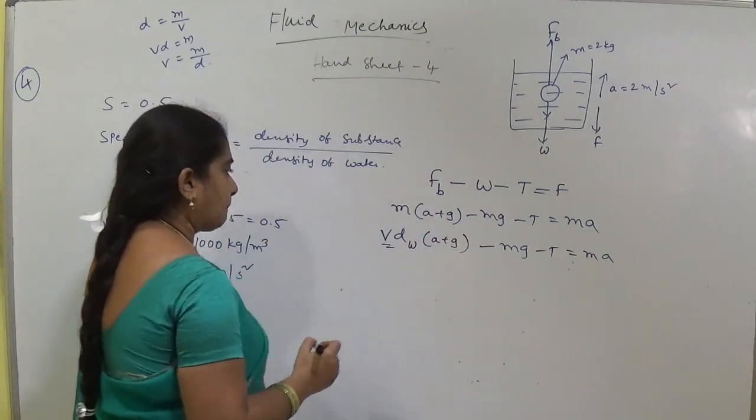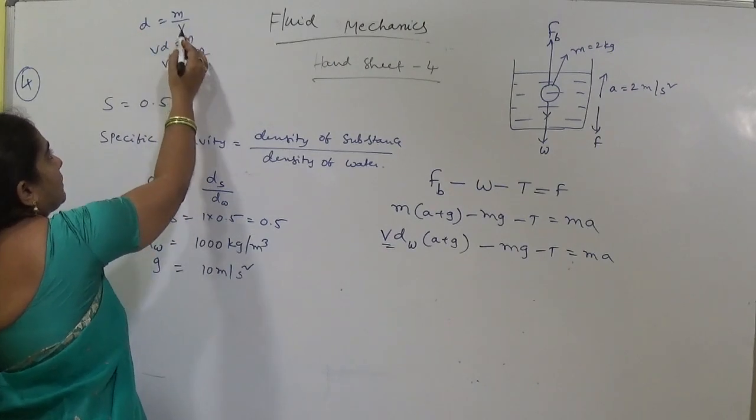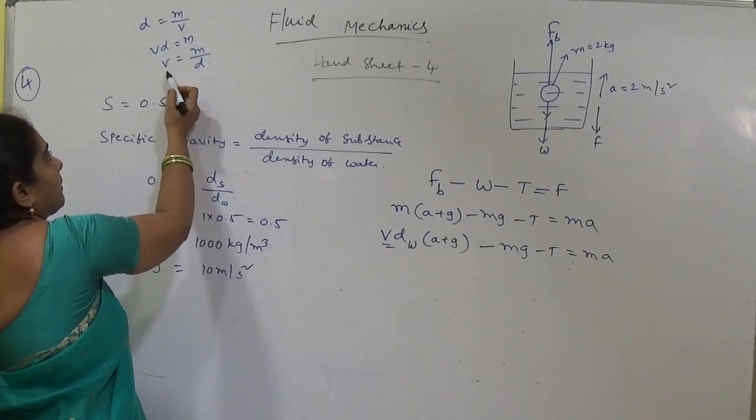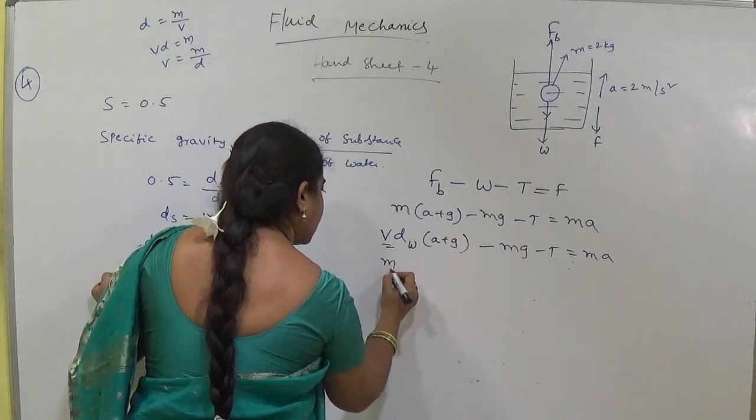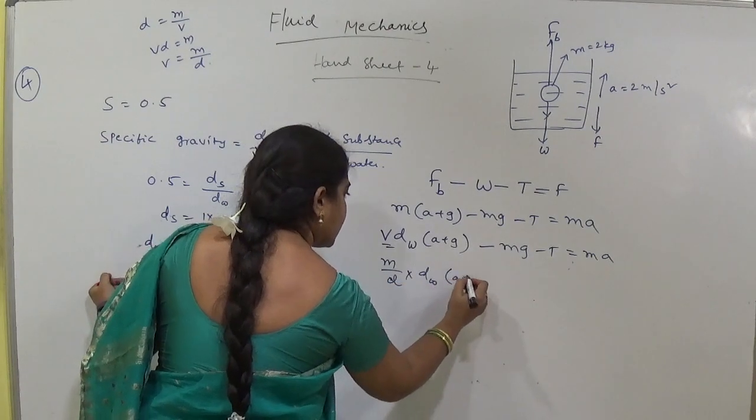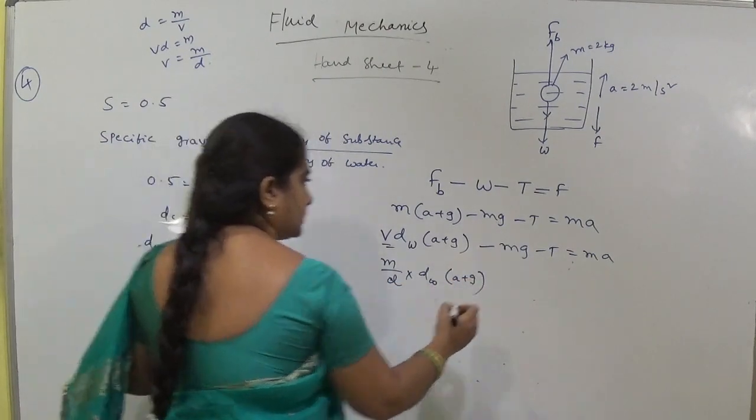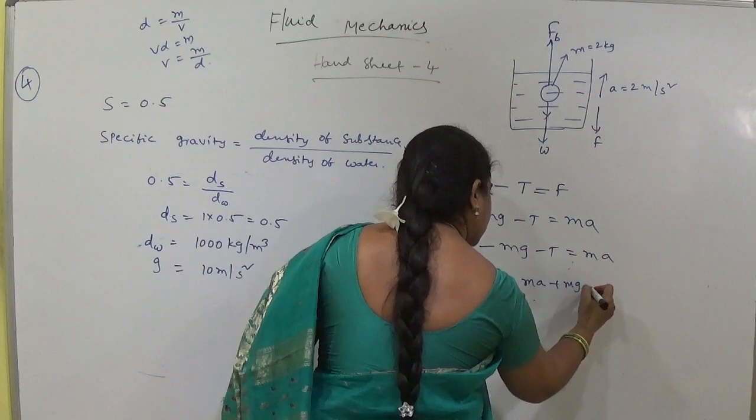V means volume. Density D is equal to M by V, so Vd is equal to M, and V is equal to M by D. So M by D into density of water into A plus G is equal to Ma plus Mg plus T.